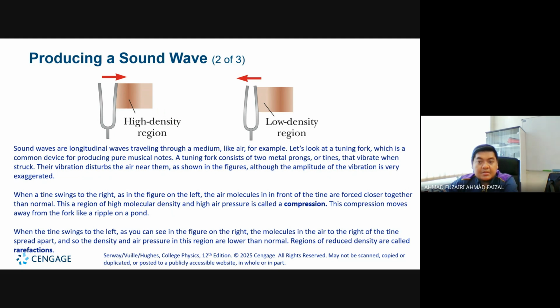When a tine swings to the right, as in the figure on the left, the air molecules in front of the tine are forced closer together than normal. This region of high molecular density and high air pressure is called a compression. This compression moves away from the fork like a ripple on a pond. Let's say, for instance, when you throw a stone onto the pond, you can see a pattern of waves, which we call a ripple effect.